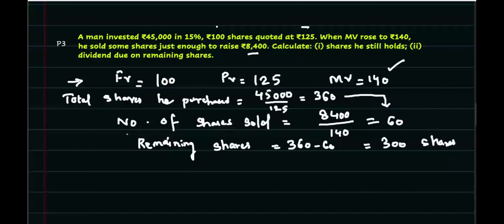Second part is dividend due on the remaining shares. How much dividend will he get? If he is having 300 shares, dividend on 300 shares will be how much? Dividend on one share is rupees 15, because you know 100 is the face value, 15 is the dividend percentage. So dividend on one share is rupees 15.